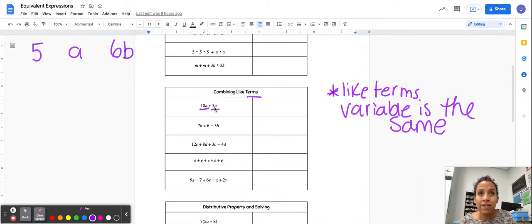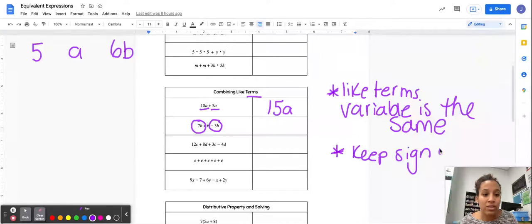So if I have 10a and 5a, they both have the variable a. They are like terms. If I have 10 a's and 5 a's, that's 15a. You could add apples with apples, bananas with bananas, but we can't add apples with bananas. So we have to have the same variable to be able to have like terms, to be able to add or subtract them. So if we look at our next one, we have 7b, 6, and then we have minus 3b. We have to keep the sign with the term. So if there's a sign before the term, we have to keep it.